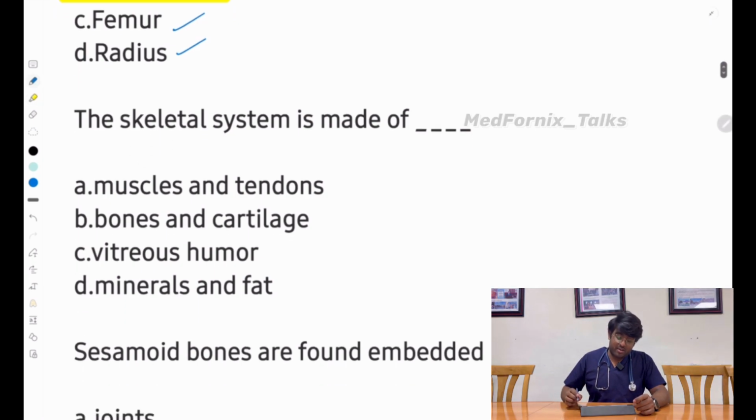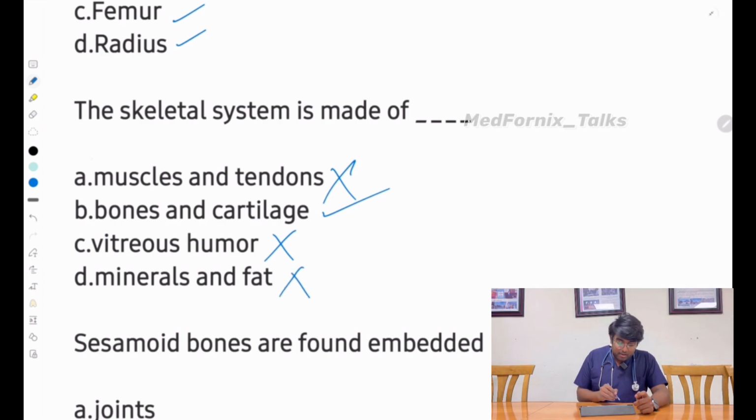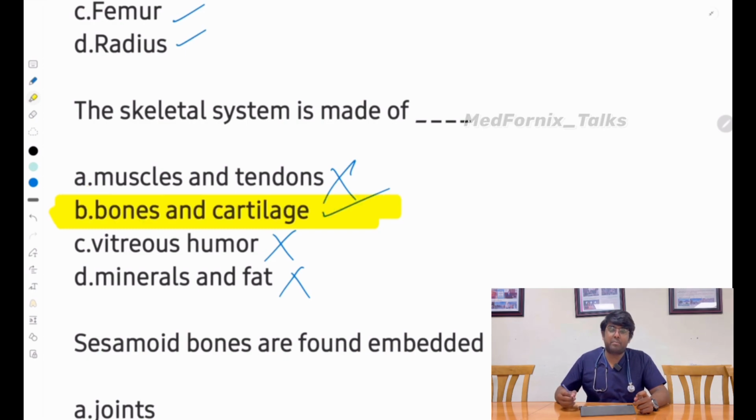Then next one: the skeletal system is made of. It's a very simple question, right? Bones and tendons, no. Bones and cartilage, yes. Vitreous humor, no. Vitreous humor is inside the eye. Minerals and fat, no. So the answer is bones and cartilage. The skeletal system is formed or made up of bones and cartilage.